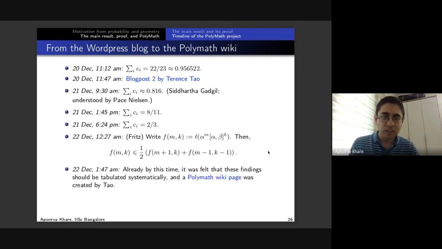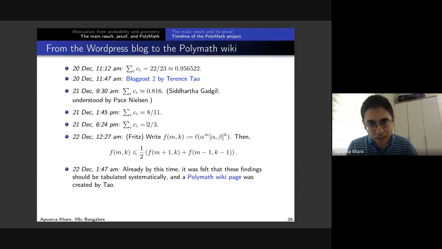And he did. And already by this time, again, enough progress it felt was being made. This was just below 1. Already 2 over 3 was there. Some improvements may have been there beyond that. So Tao created no longer a blog, but a Wikipedia page for Polymath.